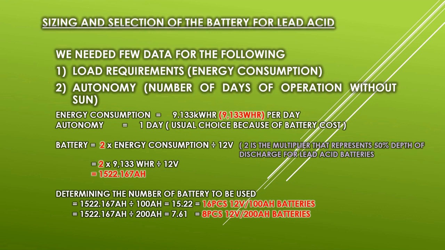Determining the number of batteries to be used. 1,522.167 Ah divided by 100 Ah equals 15.22, equals 16 pieces 12 V/100 Ah batteries. 1,522.167 Ah divided by 200 Ah equals 7.61, equals 8 pieces 12 V/200 Ah batteries.